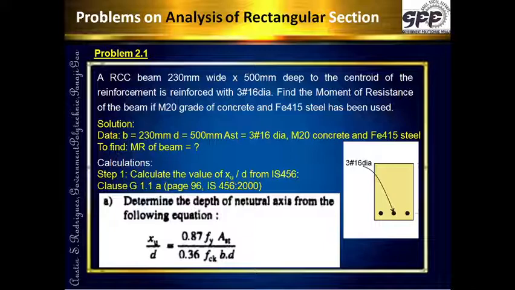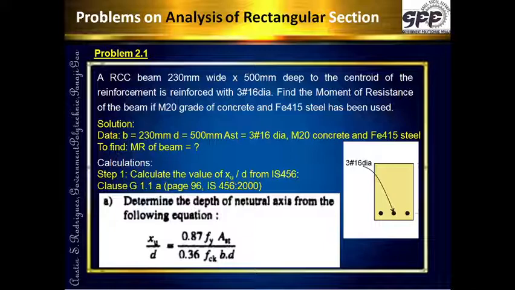At the same time, what we write is what we are asked to do. In this problem, we have been asked to find the moment of resistance of the beam. Let us go step by step. The beam has been shown on the right hand side. The beam looks something like this. It's a rectangular section with 3 bars of 16 at the bottom.